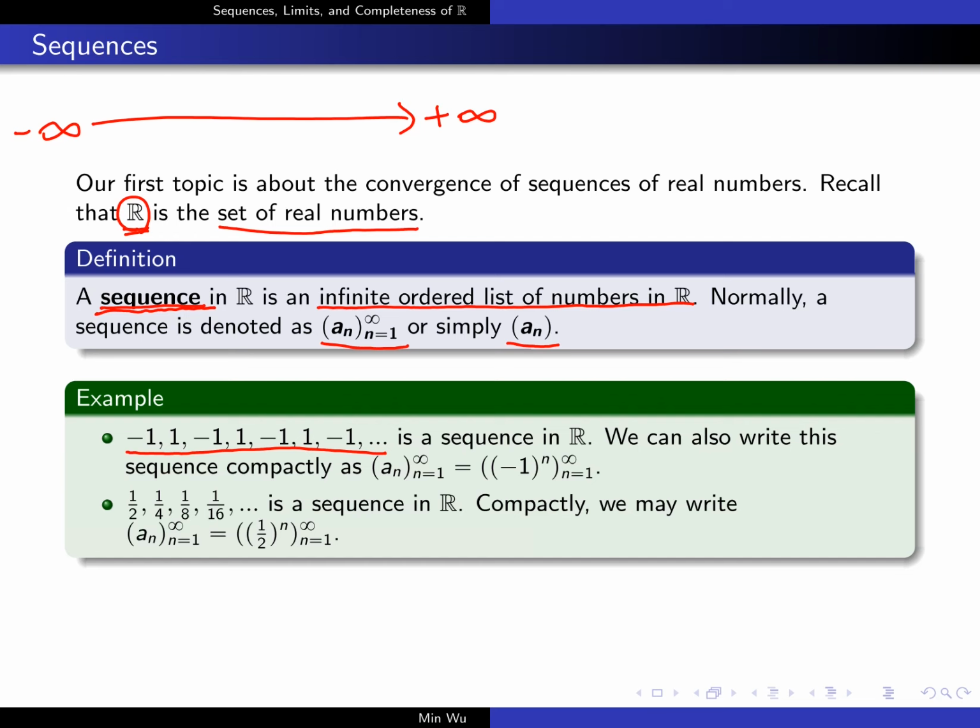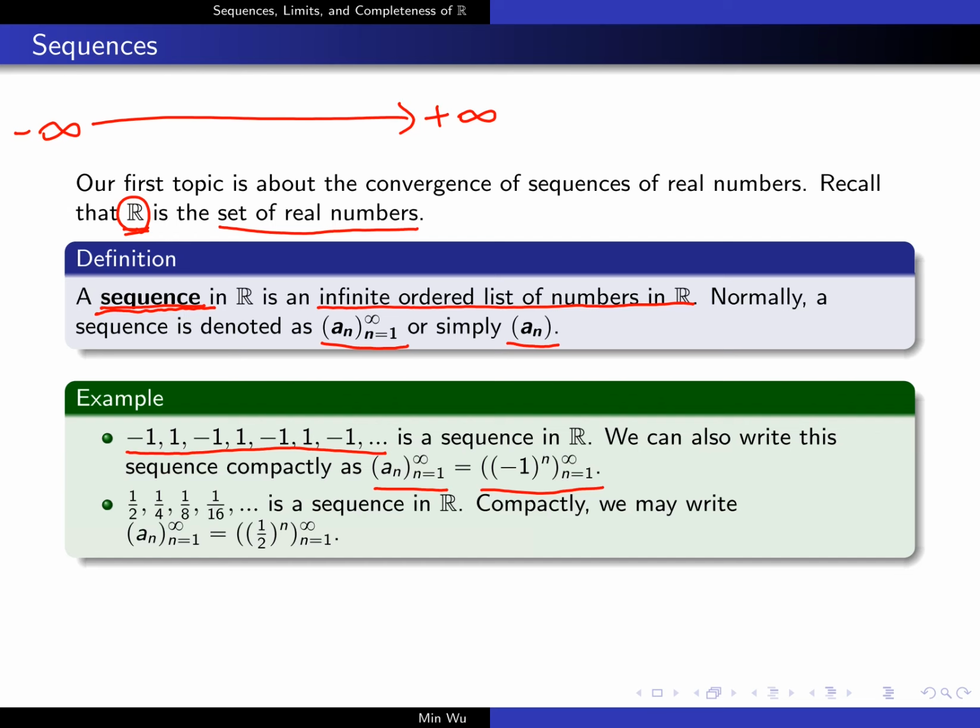And sometimes when the sequence has some kind of special rule according to n, then we can write it compactly. So for this sequence, we can write it as (-1)^n with n from 1 to infinity, because (-1)^n, when you take n as an integer 1, 2, 3, 4, just follows the same rule as the sequence we wrote here. Alright, so this is an example of a sequence.